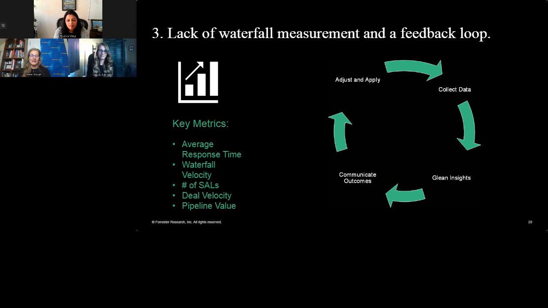So some of the metrics that I know that you've used with your clients and that we recommend as well are really around the average response time of an opportunity coming through the funnel and it being responded with or interacted with. Waterfall velocity, how quickly are opportunities moving through each stage of the waterfall? The number of sales accepted leads. The more qualified they are, the more clear we are about the criteria, the more opportunities and leads that salespeople are going to accept and want to develop. Deal velocity. So then logically, if it's more qualified up front, then those opportunities should move through the pipeline more quickly and close more quickly.